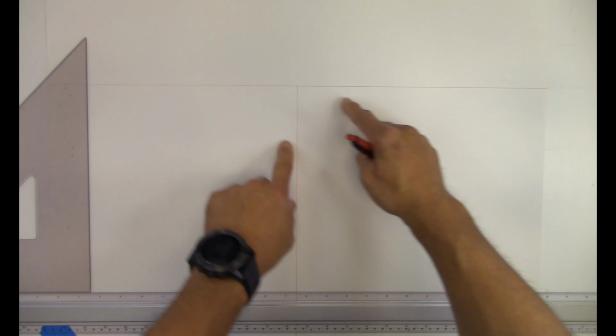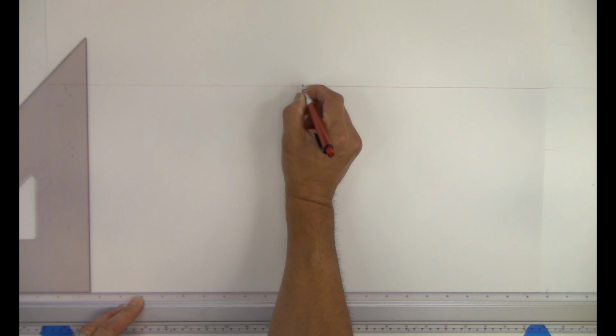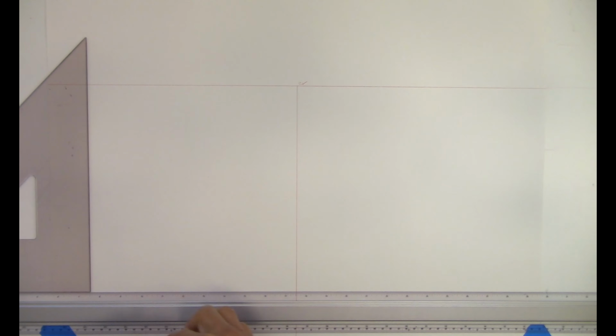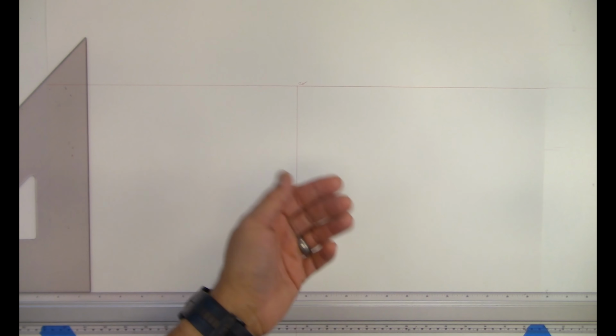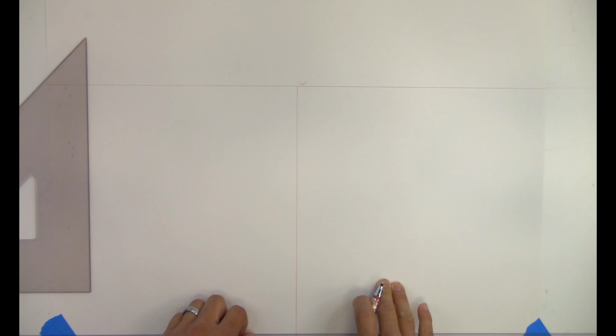Now, so we have our horizon line in, and find out where your center of vision is. You can certainly label it. Now this will always stay as a center of vision. It will never be a vanishing point for a two-point perspective. And now you can figure out where your vanishing points are.